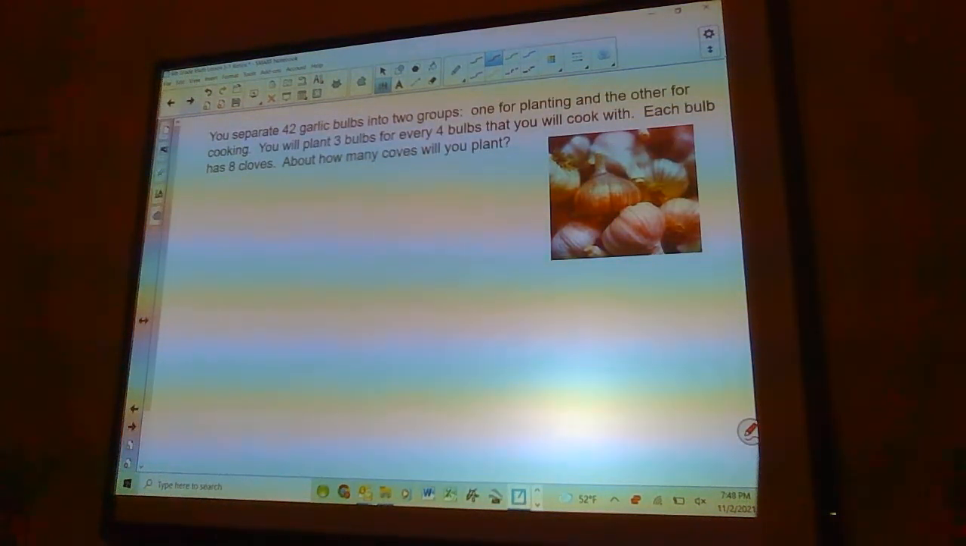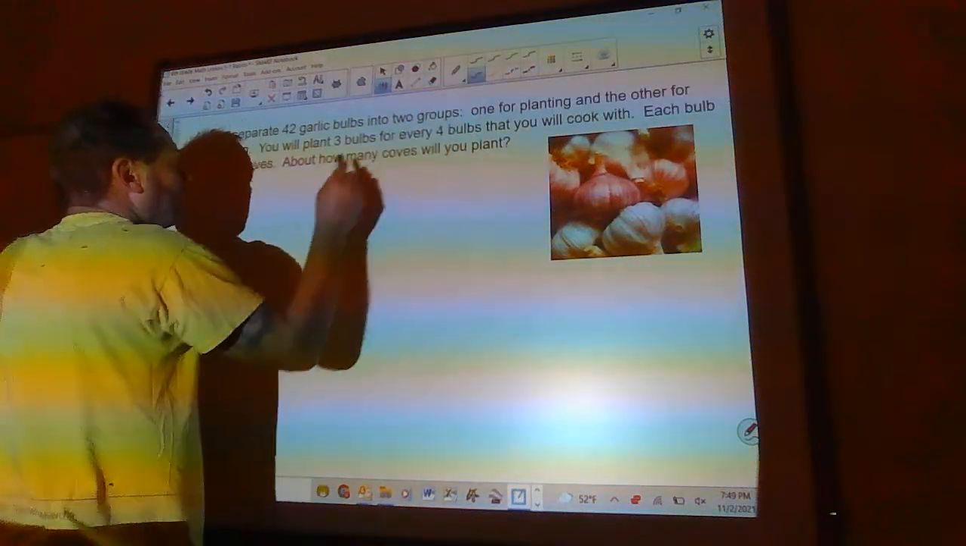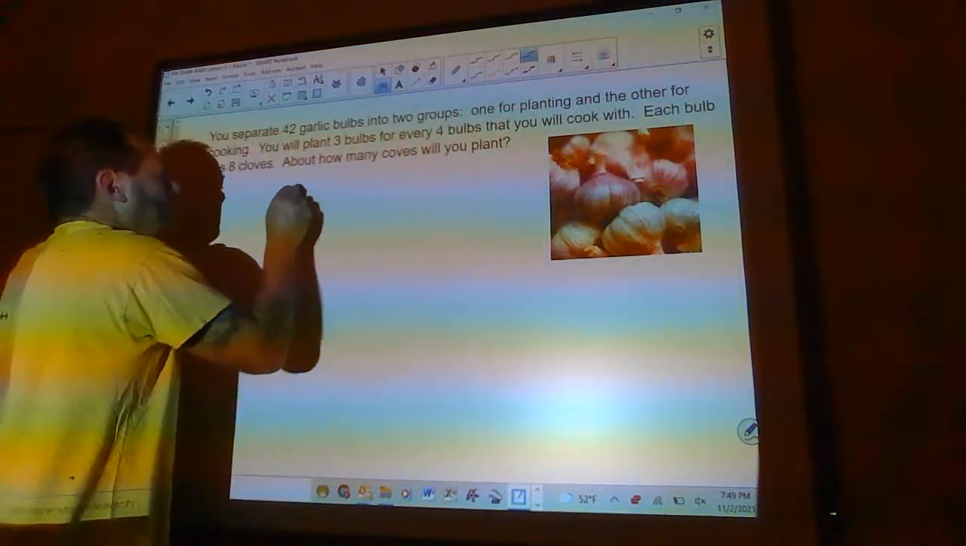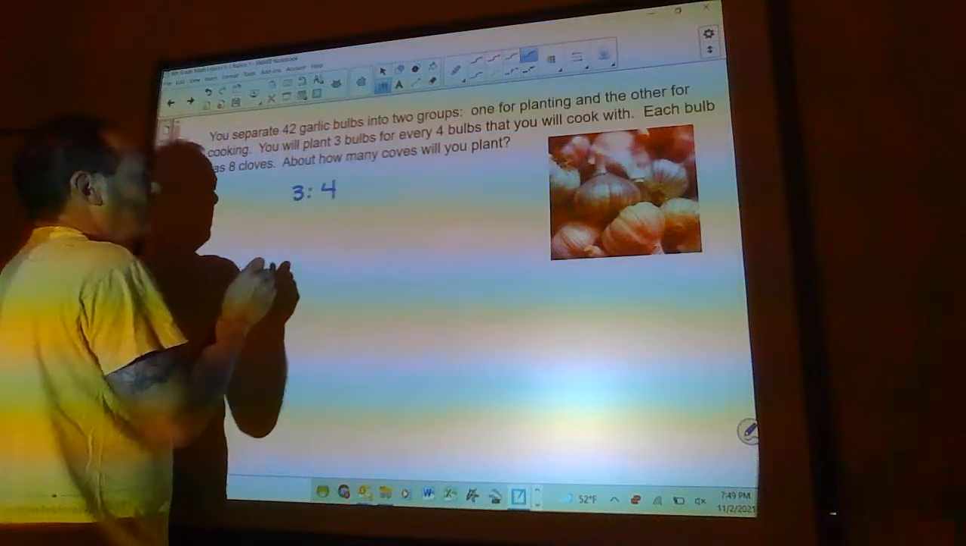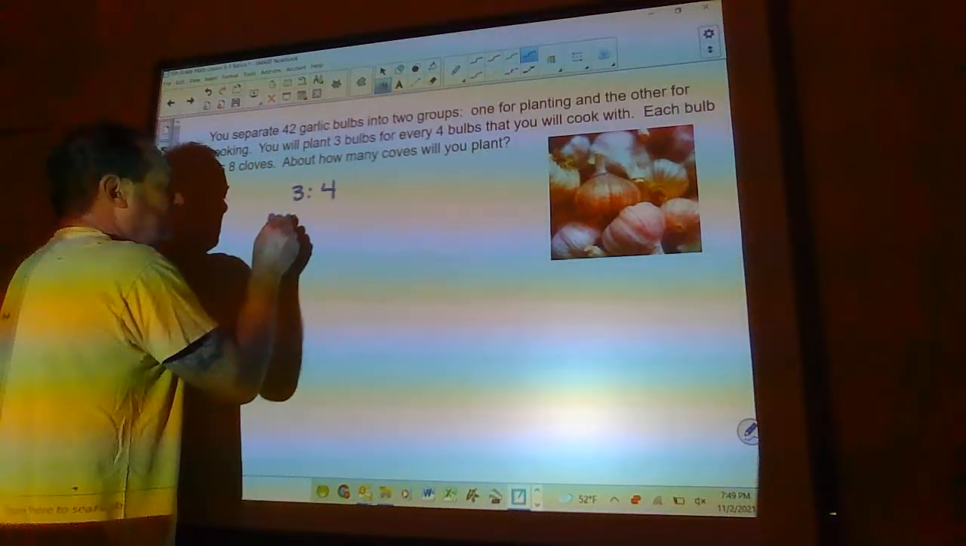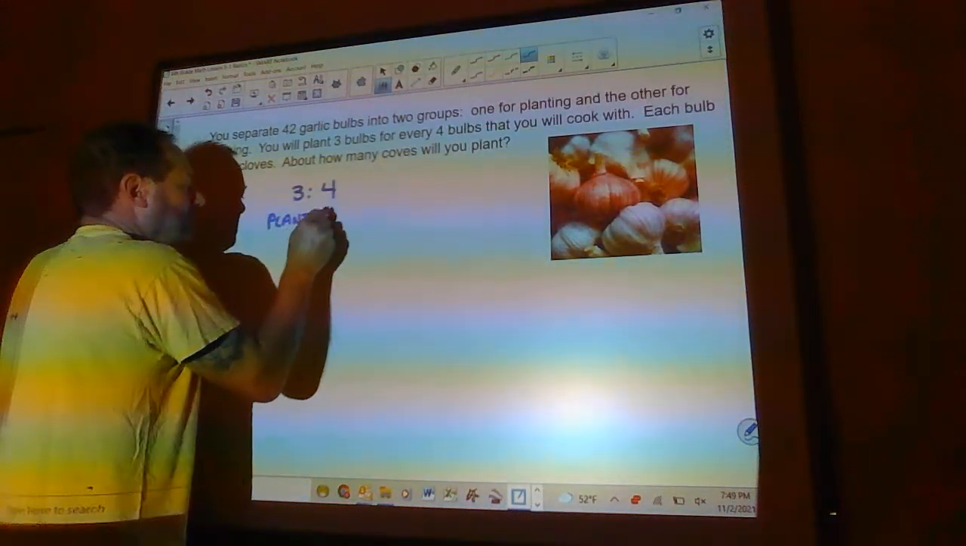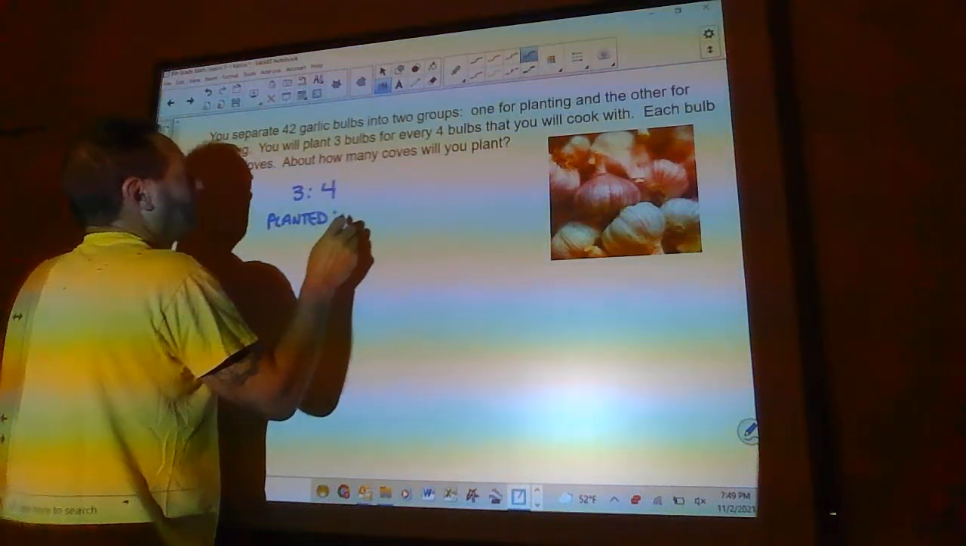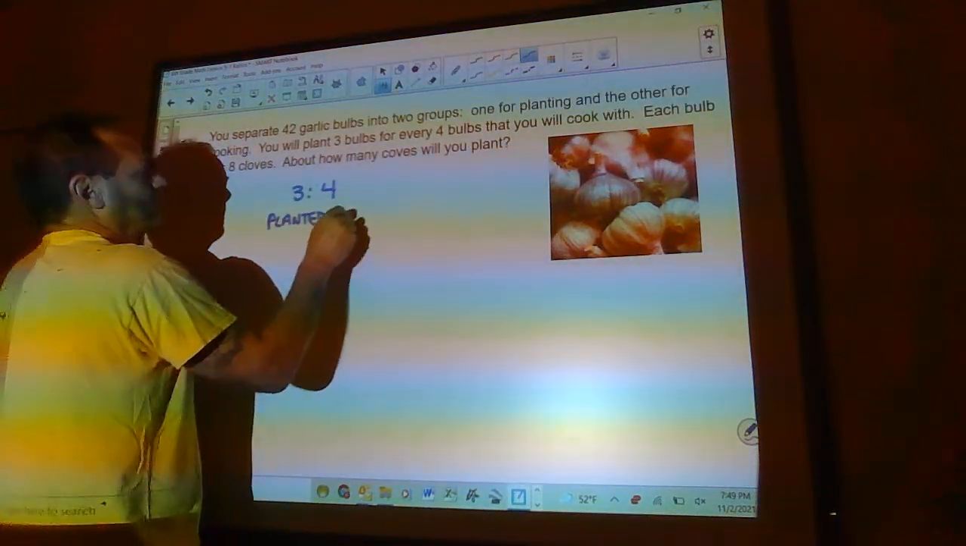You separate 42 garlic bulbs into 2 groups, one for planting and the other for cooking. You're going to plant 3 bulbs for every 4 bulbs that you cook with. So our ratio, let's write it down, is going to be 3:4, where this is planted to cooked.